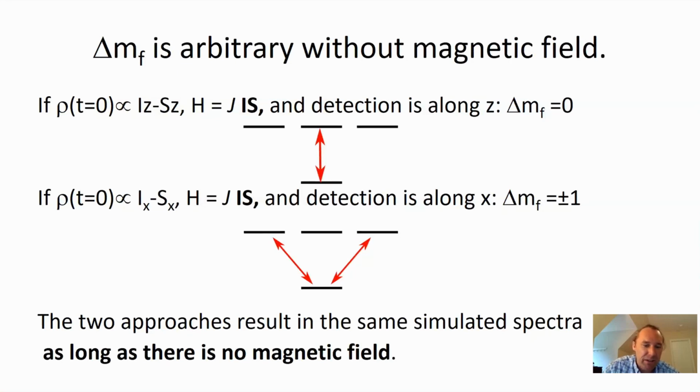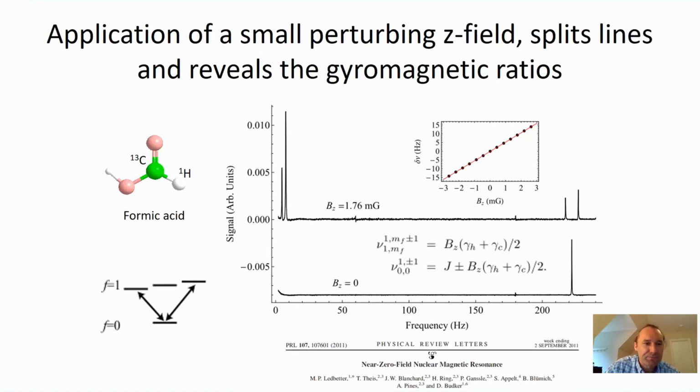This becomes extremely relevant, however, when you start applying a magnetic field. So let's look at this problem. For example, as first done together with Ledbetter, if the magnetic field is 90 degrees away from the direction of detection, then what we actually have is this delta MF equals plus minus 1 selection rule. And therefore, at no magnetic field in the formic acid, we detect just one line.